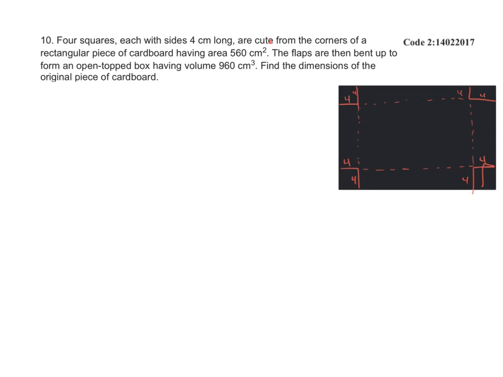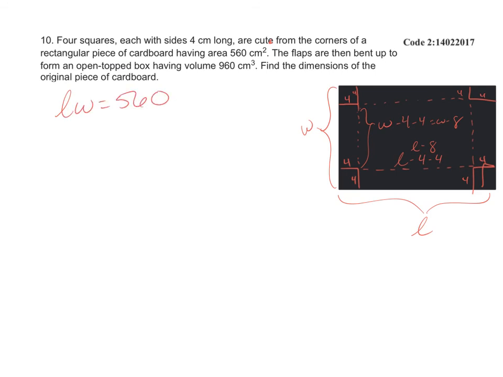So that means that our original length of our cardboard is here, and our original width is here. And then this new width on the inside has to be length minus 8, and width minus 8. Okay? So let's figure out what else they gave us. They told us that the area has to be 560 centimeters squared of the original cardboard piece. Okay, so that means that length times width is equal to 560 because that's what it used to be.